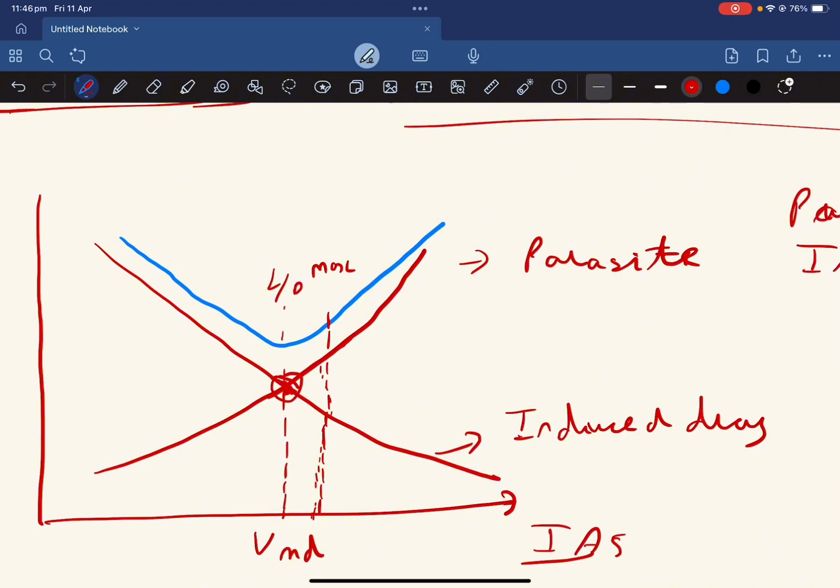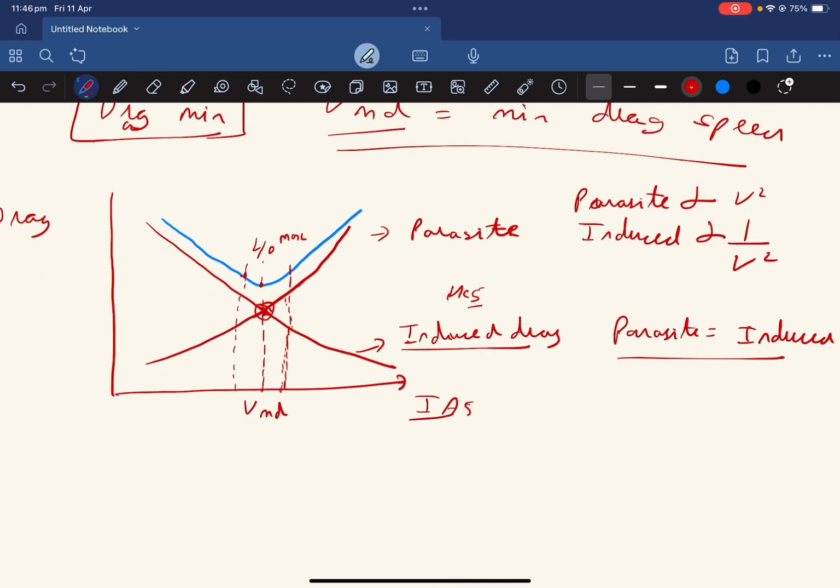So now let's say my speed has reduced from VMD. I'm flying slower. Again, if you see, this point is above this point, right? So my drag has again increased. But why this time? This is because of the increase in induced drag. You fly slow, you increase your induced drag. So I hope this graph makes sense to you.